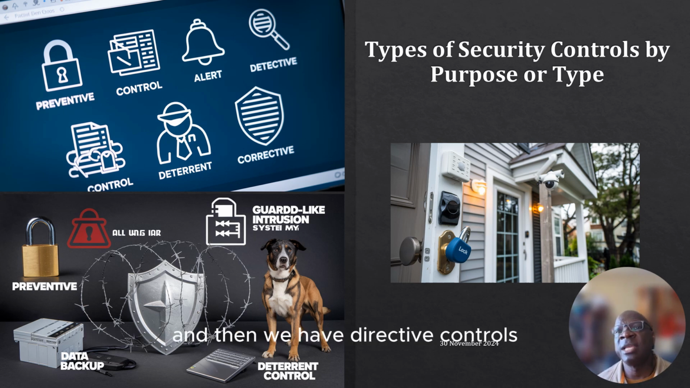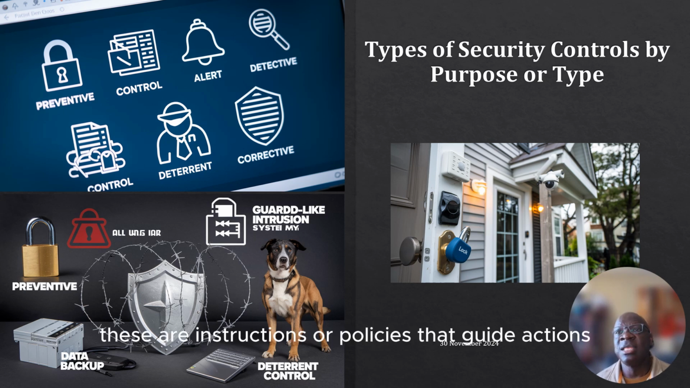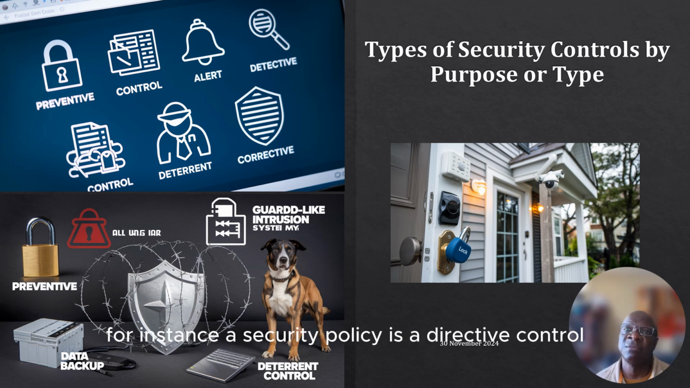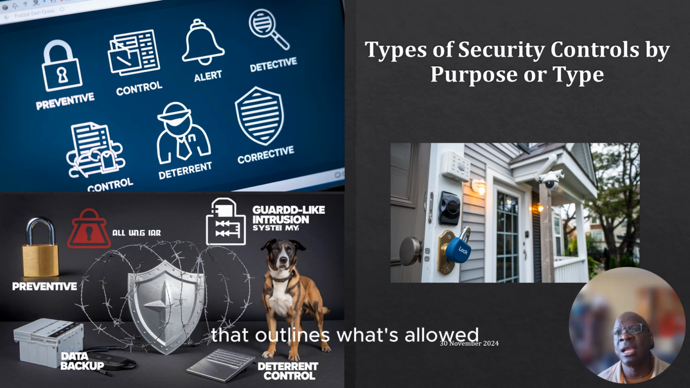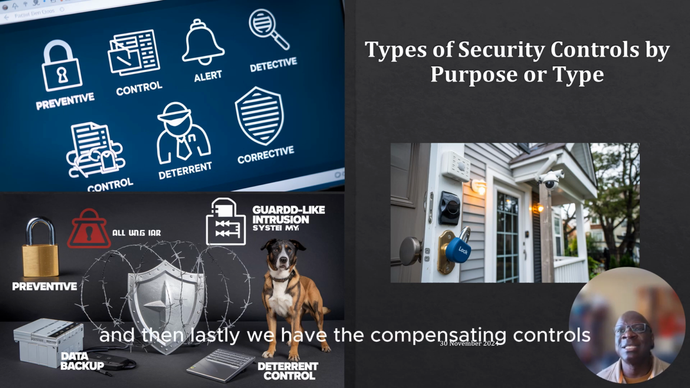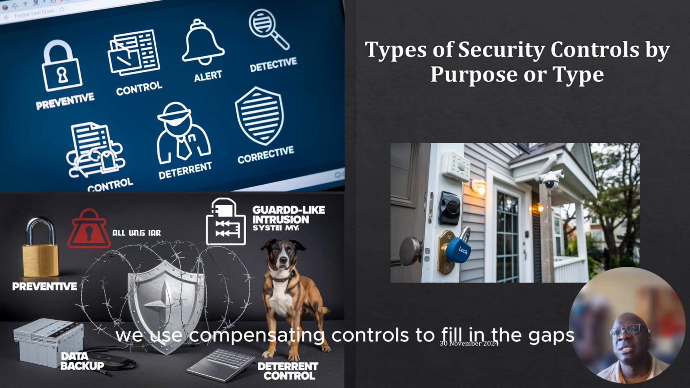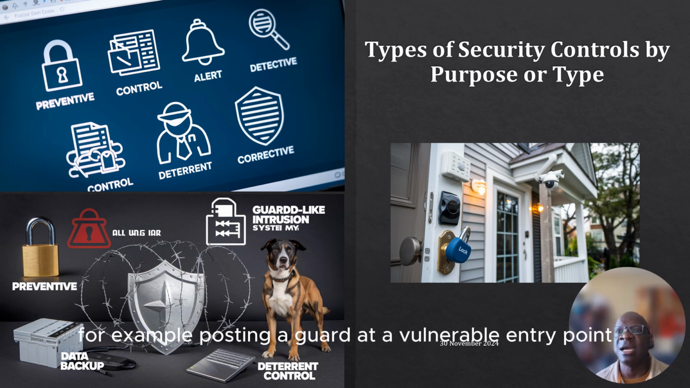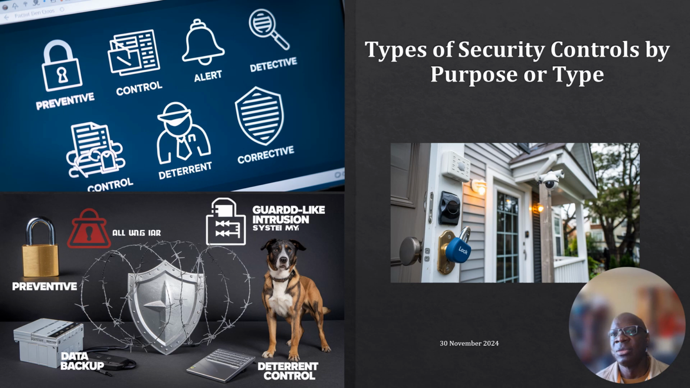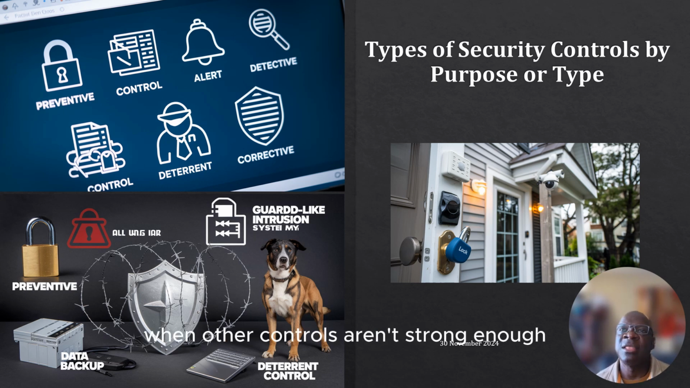And then we have directive controls. These are instructions or policies that guide actions. For instance, a security policy is a directive control that outlines what's allowed and what isn't. And then lastly, we have the compensating controls. When a primary control isn't enough, we use compensating controls to fill in the gaps. For example, posting a guard at a vulnerable entry point can enhance security when other controls aren't strong enough.